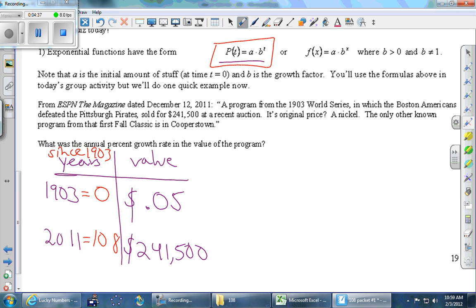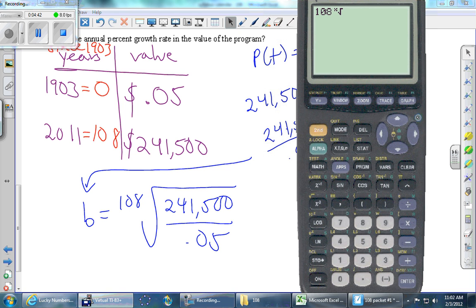Again, you're plugging into an equation of that form. So that's the 108th root of this number, the 241,500. Do I need parentheses? I need parentheses. 241,500 divided by 0.05. Is this going to work? Oh, good. Okay, so that's B. I feel like when I tried this on my calculator at home, it gave me an error. Like it wouldn't do the 108th root. Anybody have problems with this?